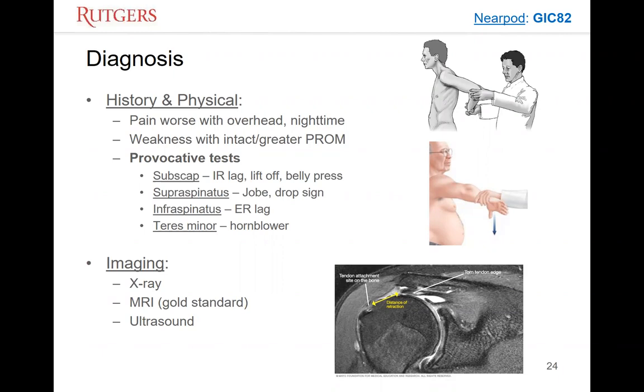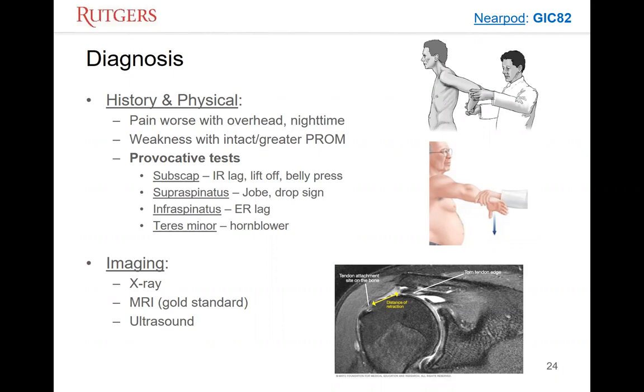Infraspinatus can be isolated with external rotation lag, and teres minor with the hornblower test. And the accuracy of the exam can also be improved with a subacromial lidocaine injection, as previously shown by a former resident here. X-rays are often normal in patients with rotator cuff tears, but may also demonstrate calcific tendinopathy or proximal migration of the humerus. The acromion can also be evaluated for its morphology.